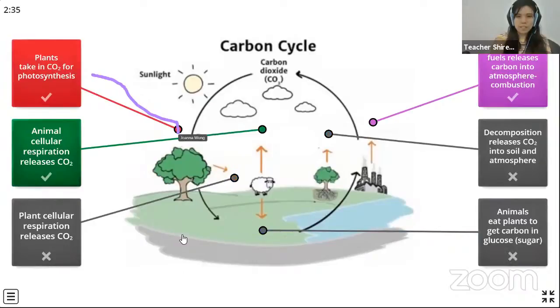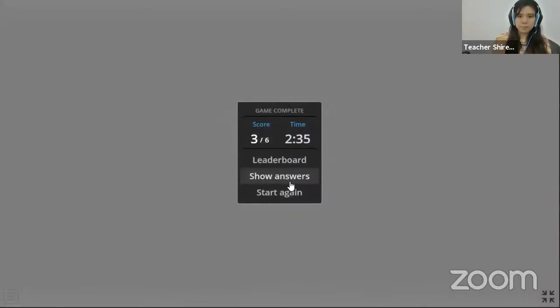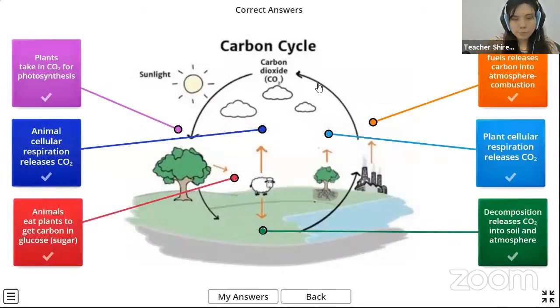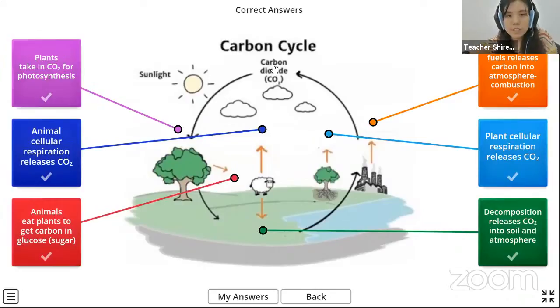Okay, let me explain, okay? So this is carbon dioxide. What do plants do with the carbon dioxide? They take it in, right? They want the carbon dioxide during the sunlight time. So they take in the carbon dioxide. Why do they want it? Because of photosynthesis. Then when they have taken it in already, what do they do?